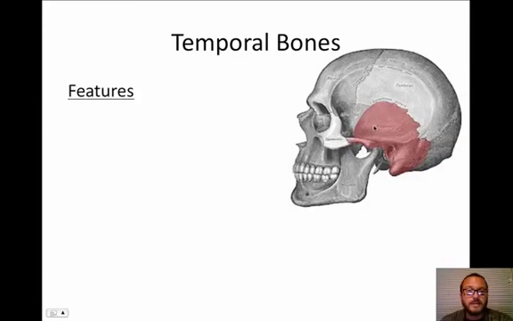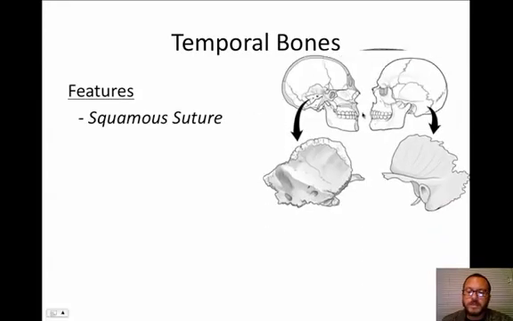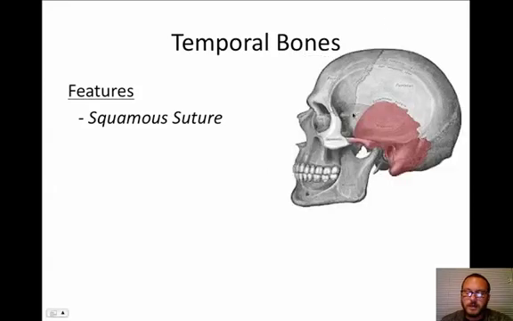Temporal kind of sounds like your temple. This would be the side of your head. You see this weird shaped bone. Okay, temporal bone has a lot of features. So there's 2 of them, one on either side. The first feature, we'll start with the suture. It's called the squamous suture. Squamous suture, and it comes right along here on the side. On both sides we have a squamous suture.